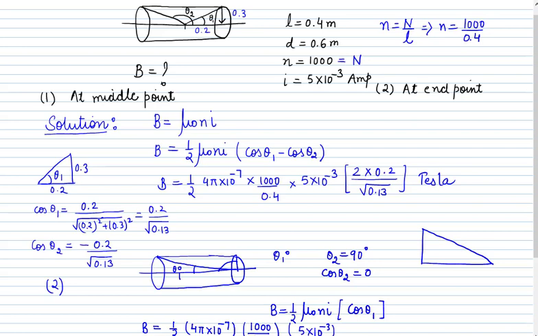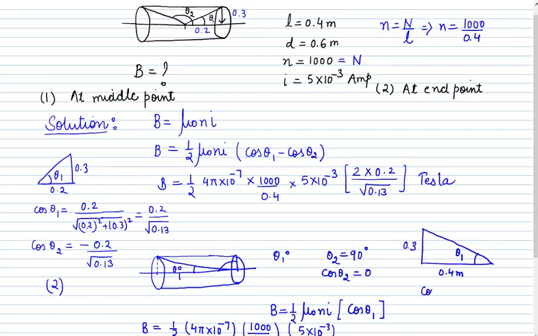Because this angle is always 90 degrees, you can draw it here. So this angle will be 90 degrees, and this is our, say, theta 1. This distance will be the length. This length is already given to us as 0.4 meter, and this is the radius, so this is 0.3.